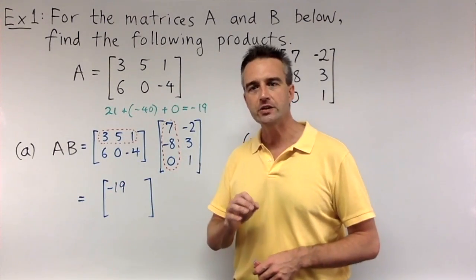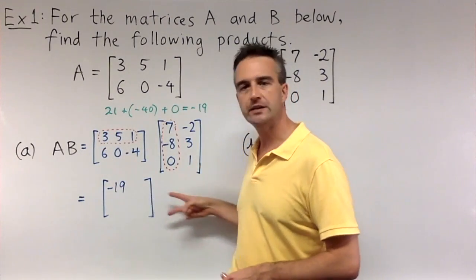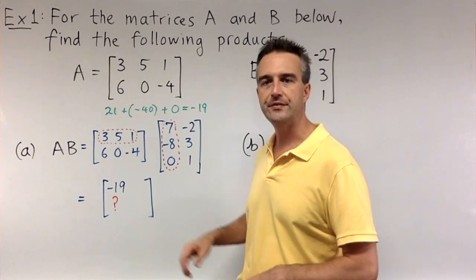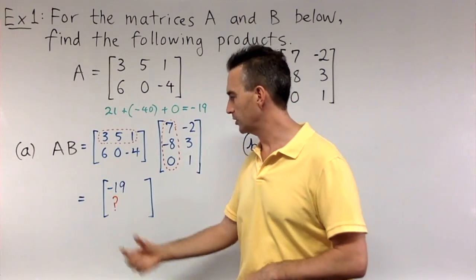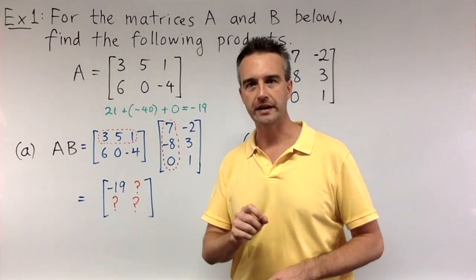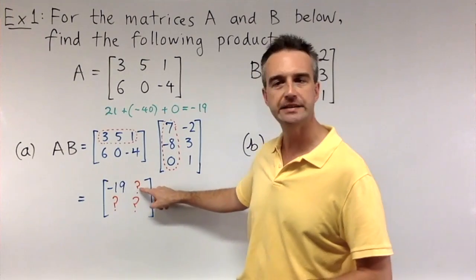So maybe here you can notice that the number of rows in the first matrix is going to be the number of rows in the final answer, like that. And the number of columns in the second matrix is going to match the number of columns in the final answer, like that. A little bit more on that later. Let's try the next entry to get this one.